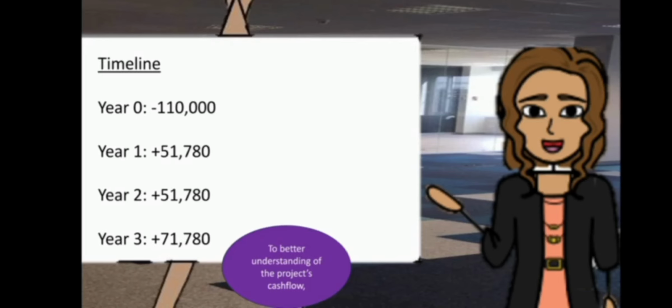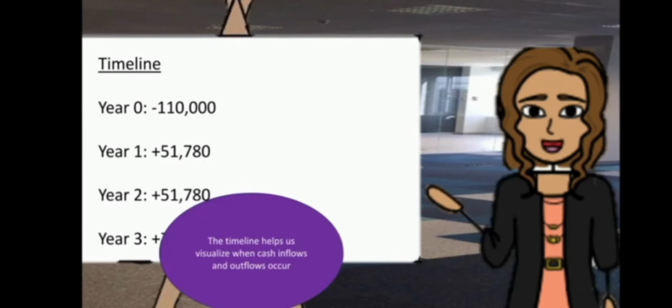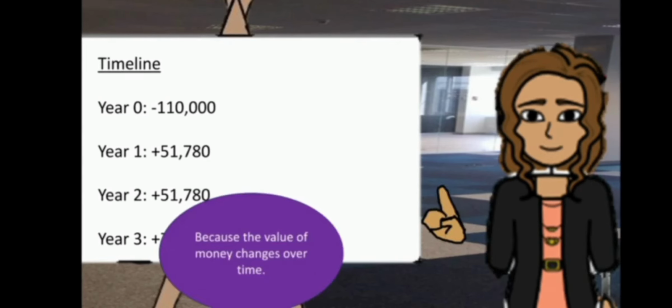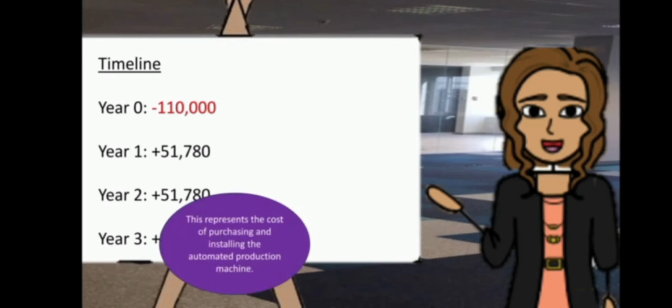To better understand the project's cash flow, we present the information using a cash flow timeline. The timeline helps us visualize when cash inflows and outflows occur, which is essential in capital budgeting because the value of money changes over time. At year 0, the project requires an initial cash outflow of $110,000. This represents the cost of purchasing and installing the automated production machine.